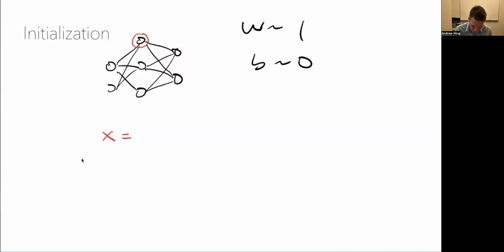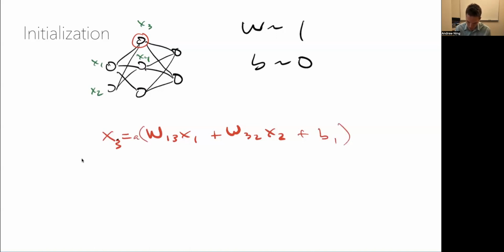Let me call this X1, X2, this will be X3, and X4. So forget about the activation for a second, but well, I can put it in. X3 here is going to be some weight, call this weight 1,3 times X1 plus weight 3,2 times X2 plus a bias, just call this bias 1. And then I put that through an activation function.